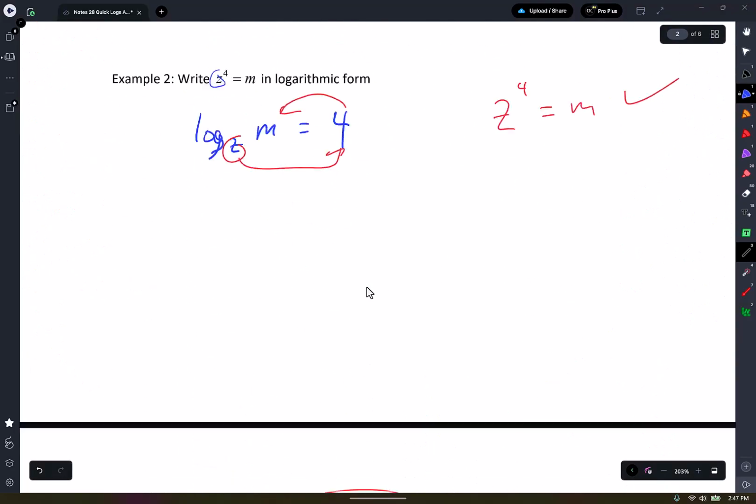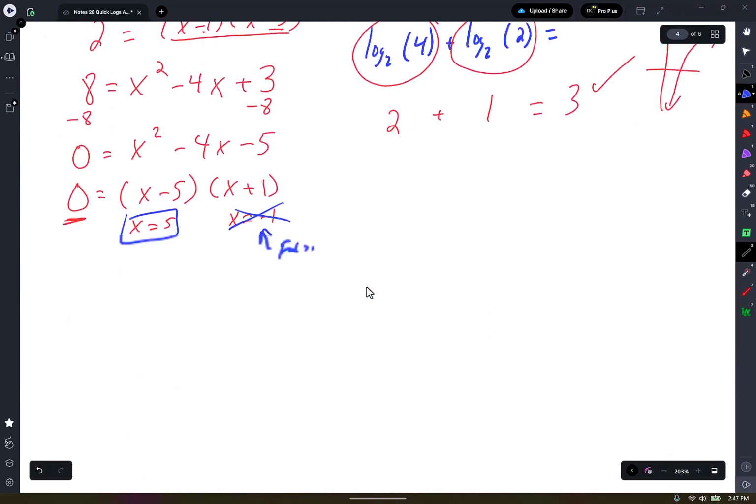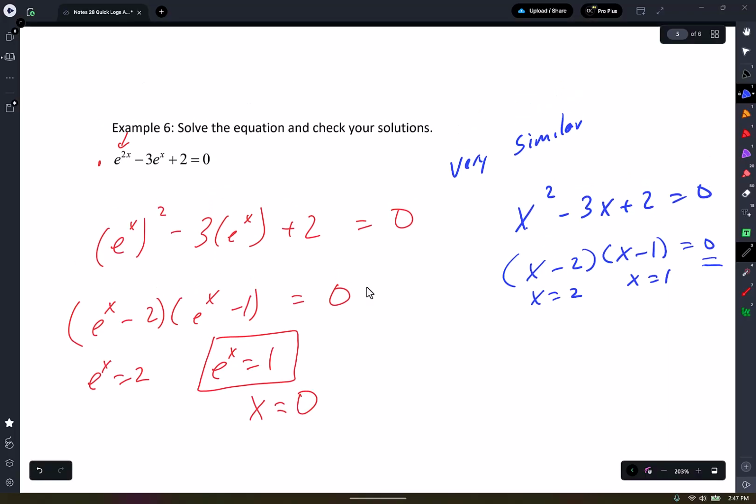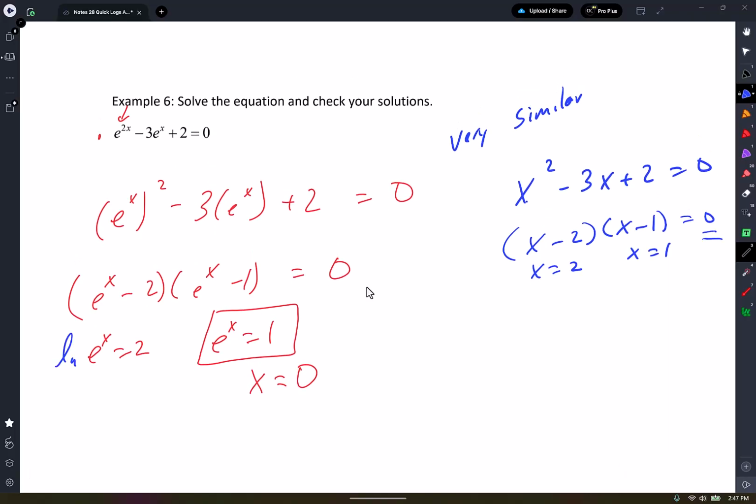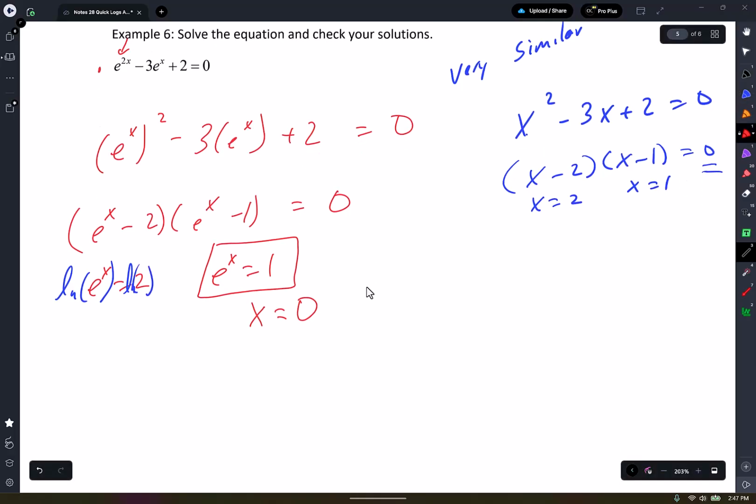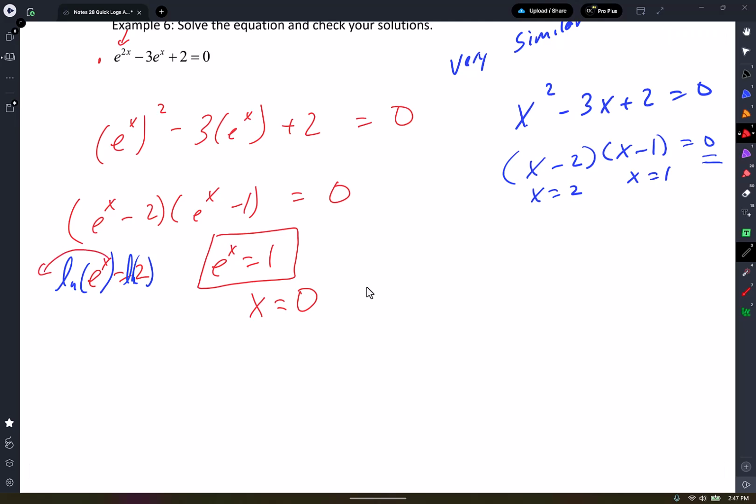It doesn't have to be logs, guys. You can use ln. I'm going to use ln because of e. So I'm going to write ln of this. Whatever you do to one side, you do to the other. So now you have this. You move that x to the front. x ln of e equals ln of 2. Side note, remember that ln of e is equal to 1. So x equals ln of 2, and that's my perfect answer.